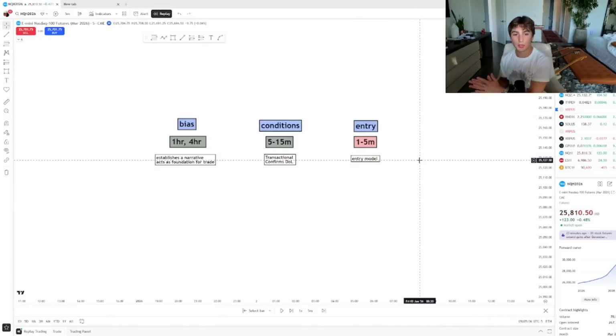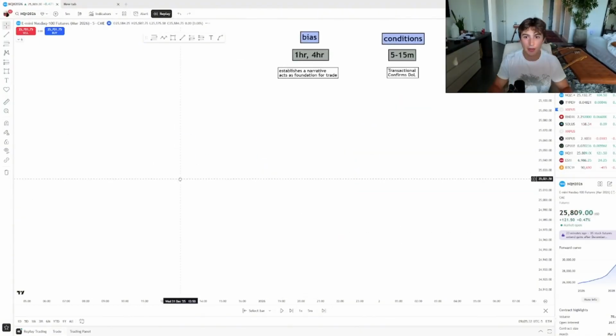In order for me to enter on the 1 to 5 minute, but have 1-hour and 4-hour concepts supporting my ideas, I need something transactional. I need a middleman. I need something to tell me, okay, the higher time frame is now aligned with the lower time frame. And we find that out using 5 and 15 minute fair value gaps, which I call conditions.